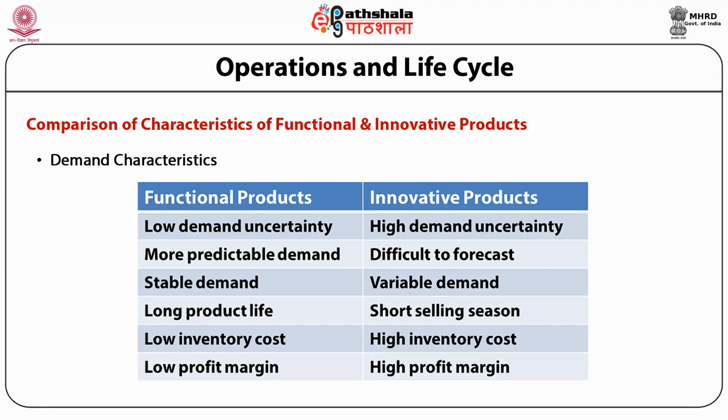Functional products have a long product life cycle, whereas innovative products have a shorter life cycle. Functional products carry low inventory cost. Innovative products carry high inventory cost. Functional products have low profit margins. Innovative products have high profit margins.